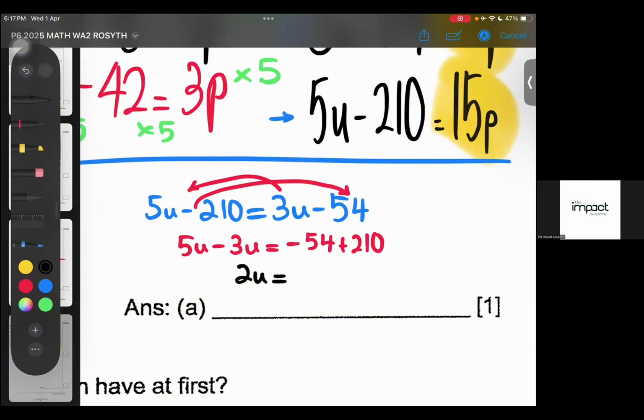This becomes 2 units equals to minus 54 plus 210. Is this something that you can understand? It's equals to 156. 1 unit equals to 78. Do you get it?